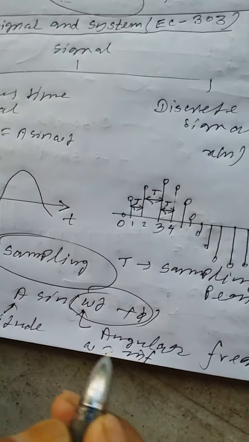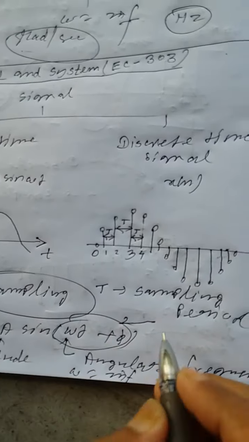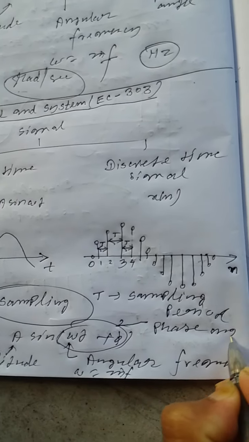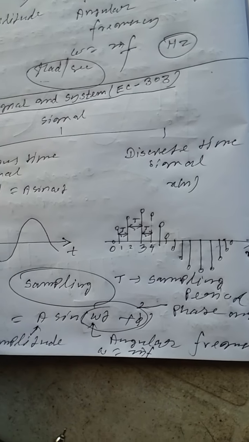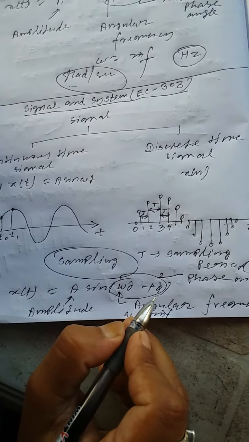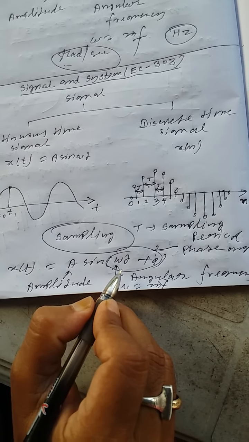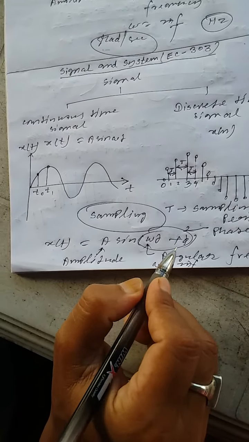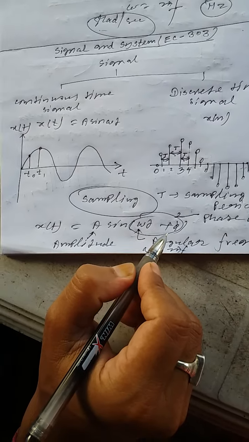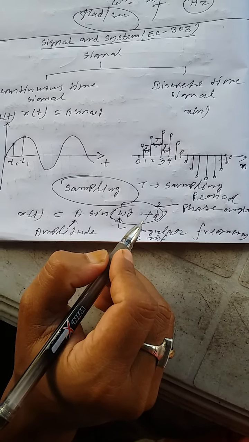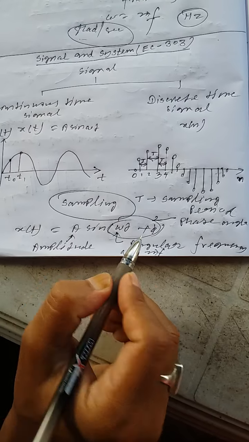Now this total angle is called phase angle. Okay, now why is phi called initial phase angle? Because at time t equal to 0 we are getting the phase angle that is equal to phi. So at initial time we are getting the phase angle as phi, that's why this is called initial phase angle.